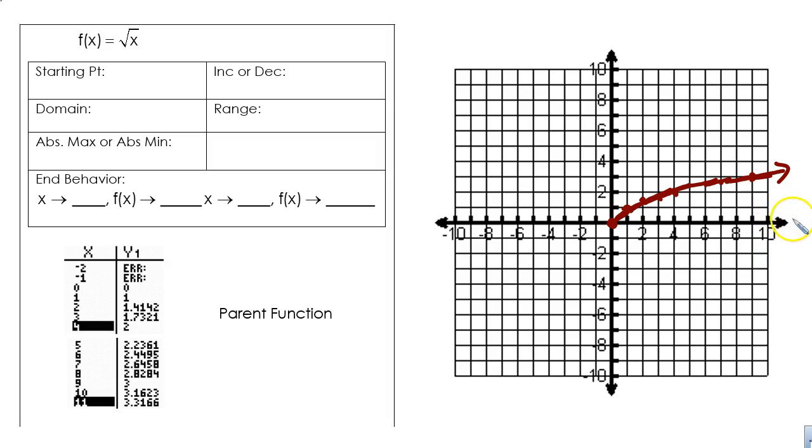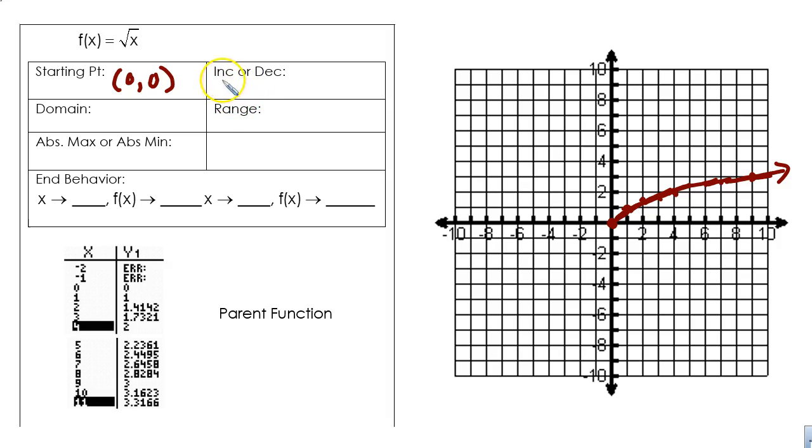No matter what x value I plug in, as long as it's positive, I'm going to get an output on this function. So I have a starting point at 0, 0, and it goes forever to the right. Now, when we talked about transformations, we talked about how the function shifts up, down, left, right. And this function is a parent function. It doesn't shift any direction, and its starting point is always going to be 0, 0, or the origin.